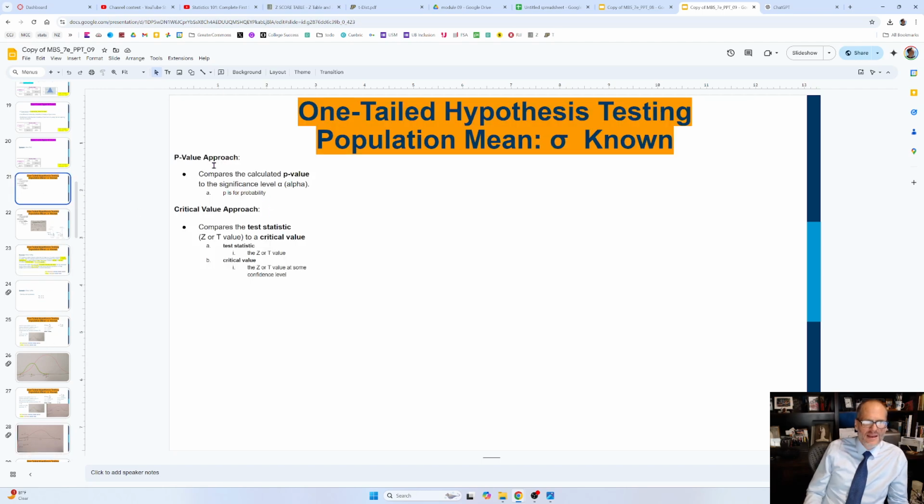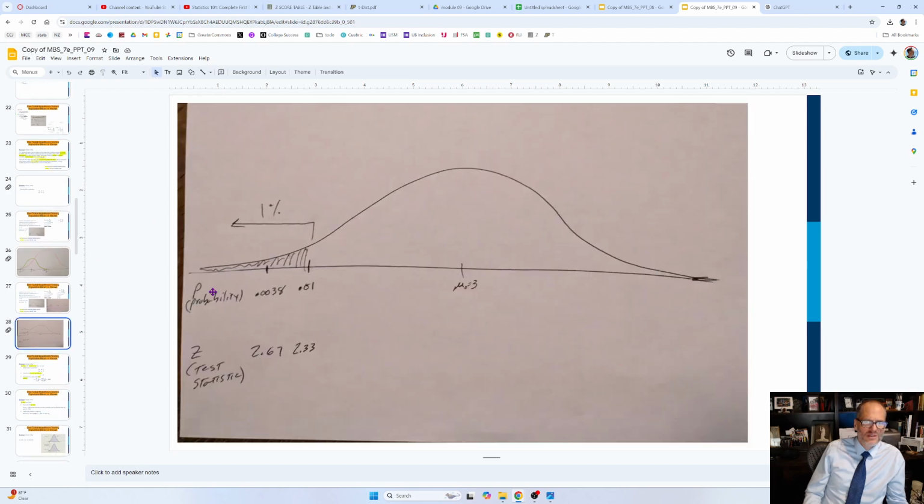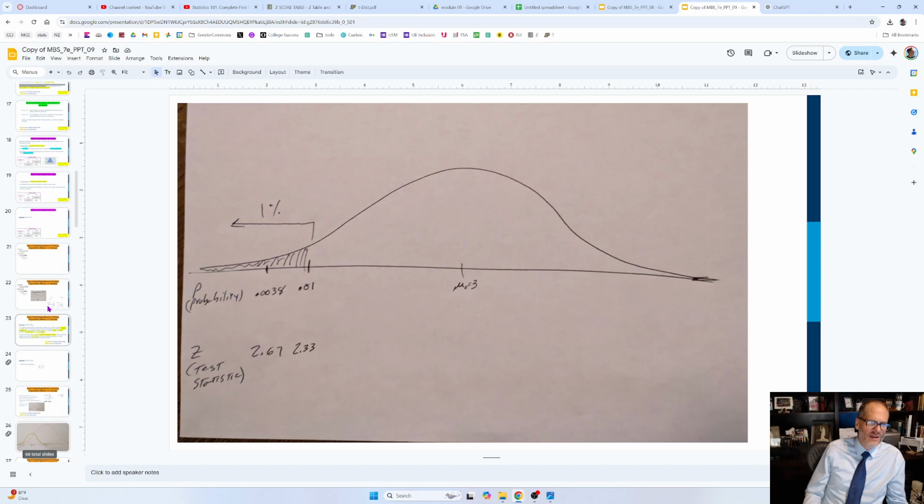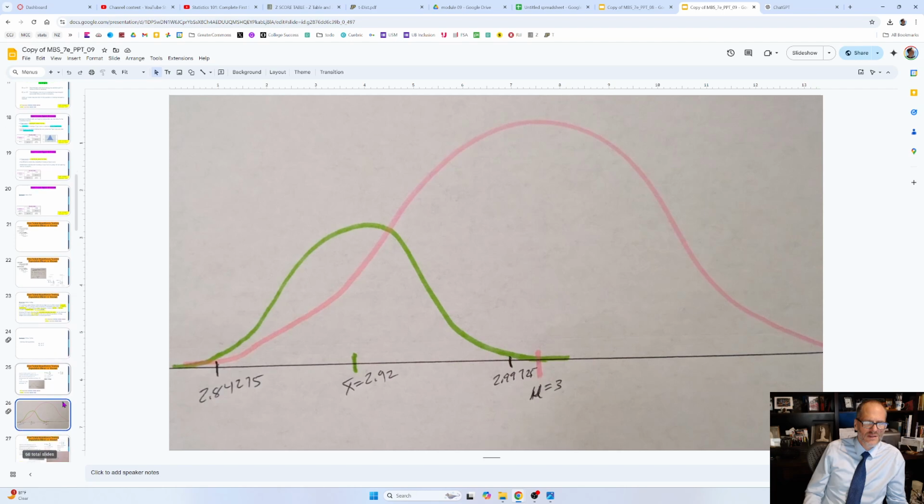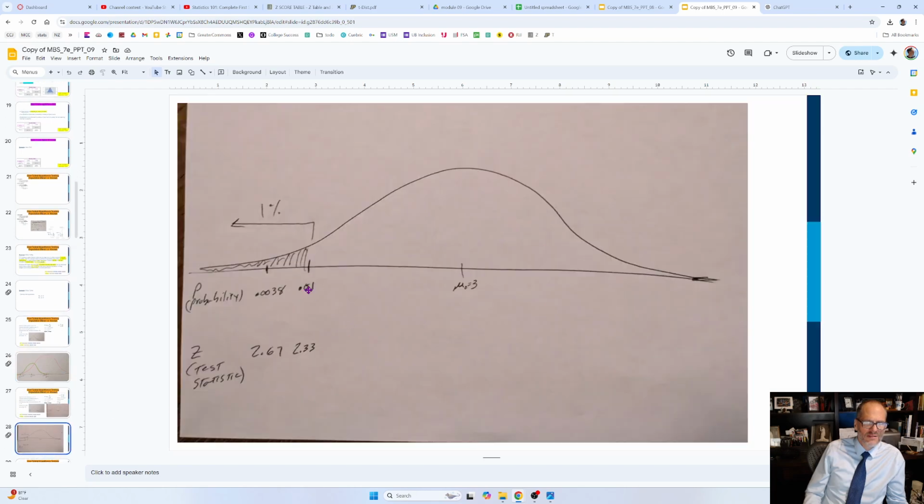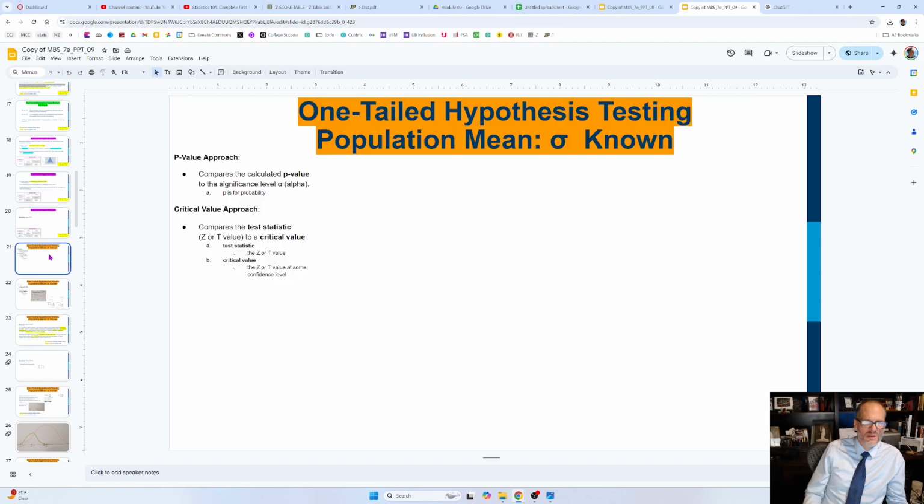And the p-value approach compares the calculated p-value to the significance level alpha. P is for probability. So here, in the p-value approach, here's our alpha, here's our calculated p-value, they call it, and we compare the calculated p-value to the significance level alpha. Here's the significance level alpha. We compare those two, and we compare them to make our decision. That's called the p-value approach.